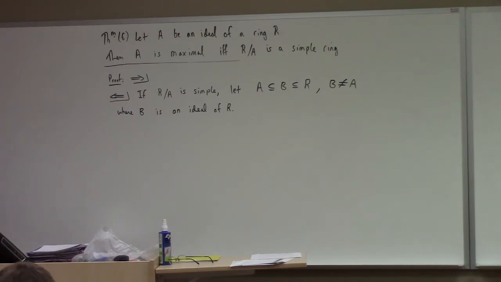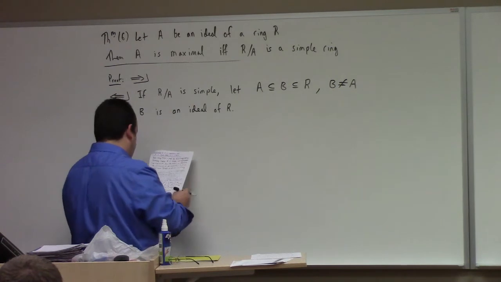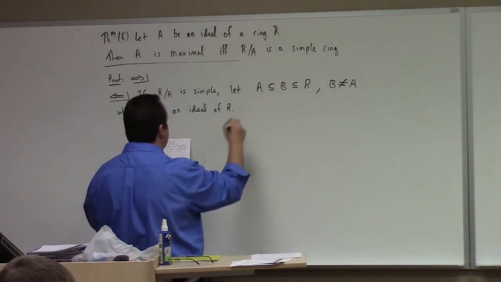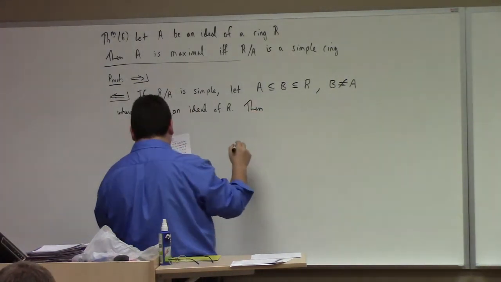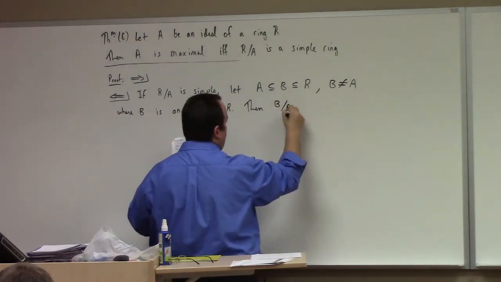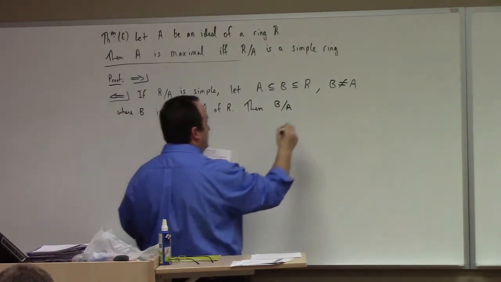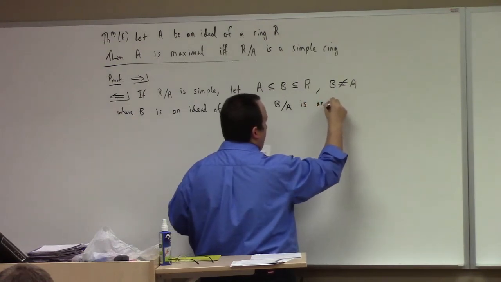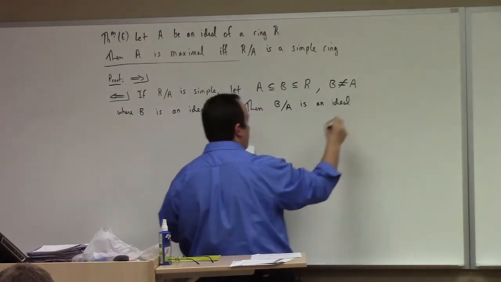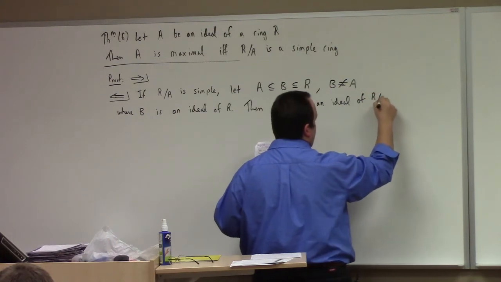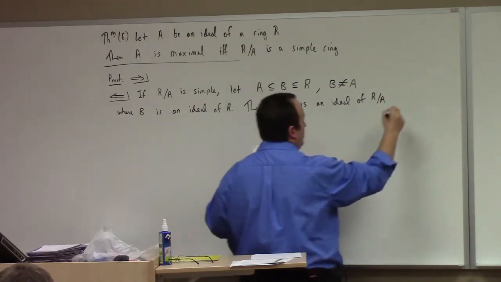All right. If we want to show A is maximal, right? So what do we need to show? That B is equal to R, right? All right, so then B mod A is an ideal of R quotient by A by theorem 4.